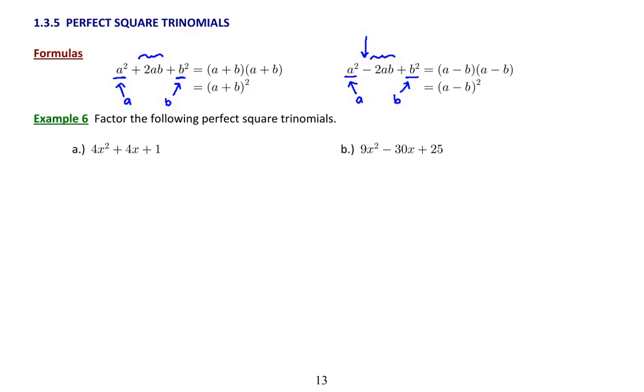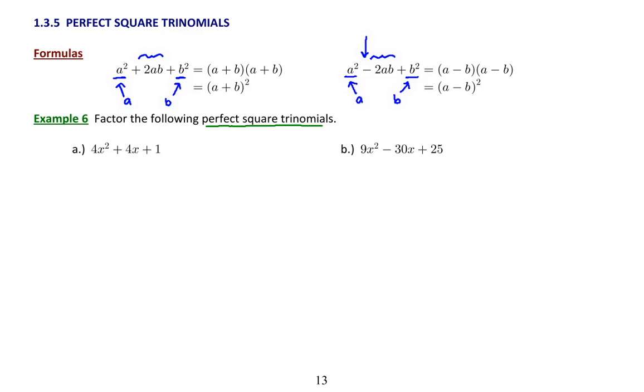But let's practice applying these patterns in example 6. Factor the following perfect square trinomials. So here we're given a good clue. These are going to fit the pattern. But how do you recognize it in just a random group of examples? So we have 4x squared plus 4x plus 1.